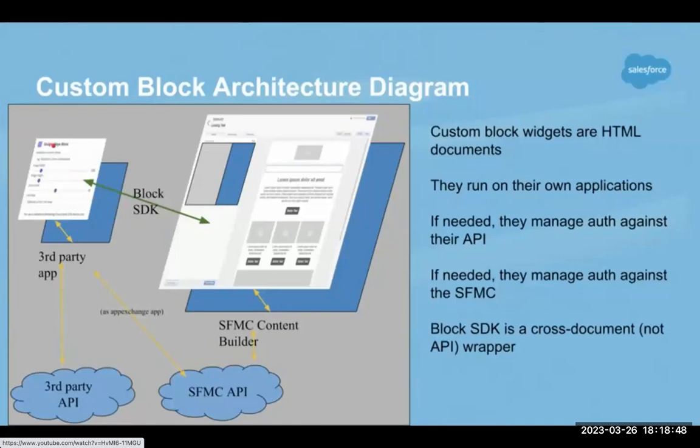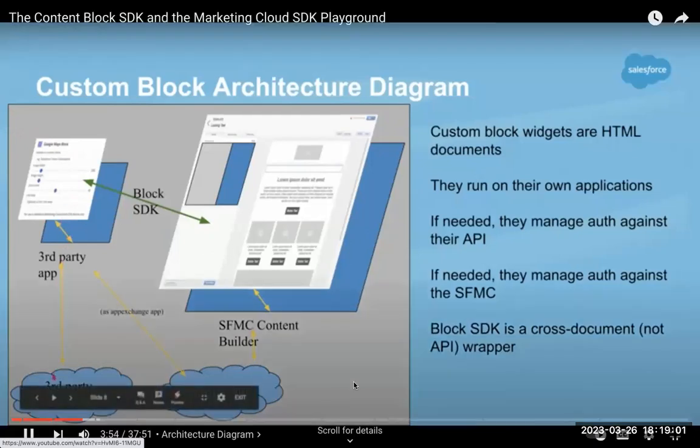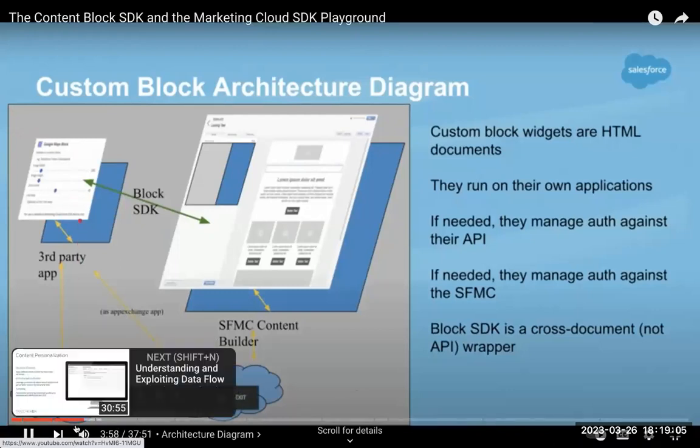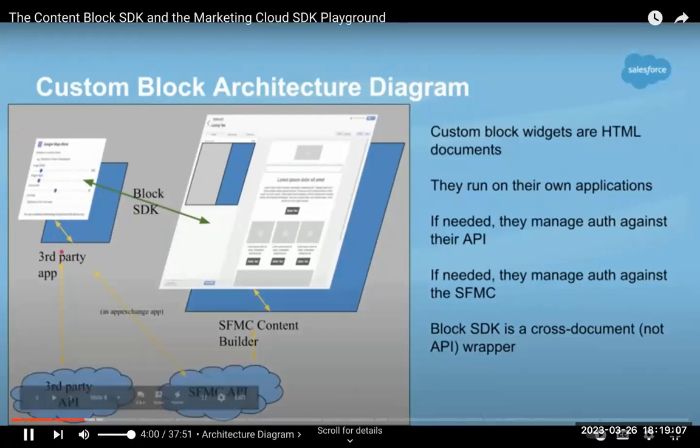The block widget is built by third parties, partners, customers, etc., and is hosted separately. It's hosted on its own app, and it can make its own API calls to a third-party app, a third-party API, but also to the app that's hosting the block.